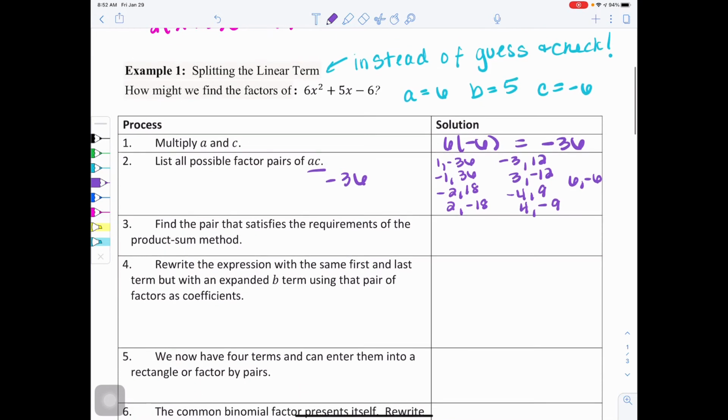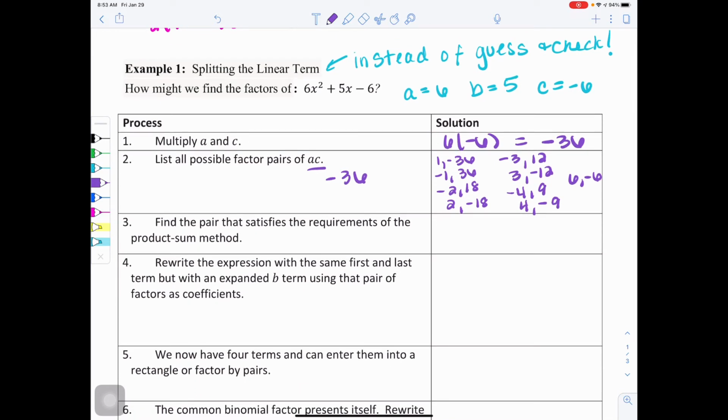So now in step 3, it says find the pair that satisfies the requirements of the product sum method. So this part is still the same. We want it to add up to b. So our b value was 5. So we want to look at our pairs and pick a pair that's going to add up to positive 5. And if that's the case, we want to use negative 4 and 9, because negative 4 plus 9 gives me the middle term, which is 5.